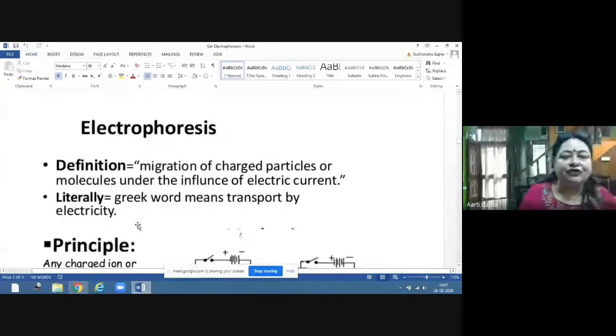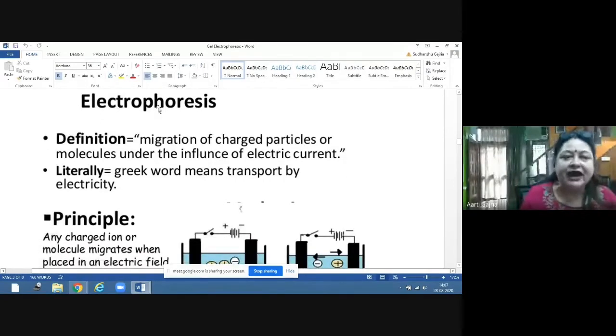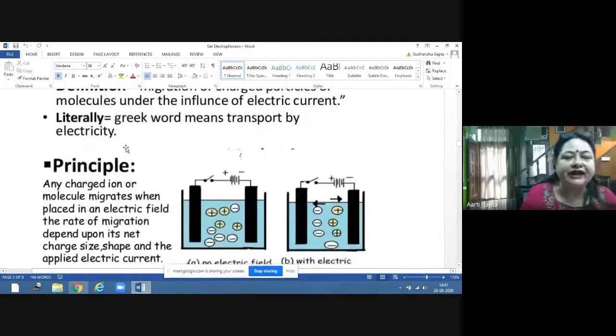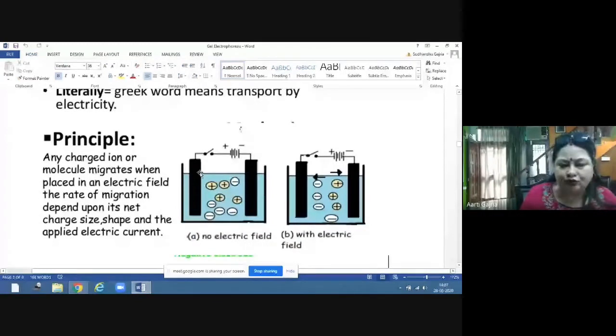Now see this diagram. Electrophoresis is defined as the migration of charged particles or molecules under the influence of an electric current. Literally, electro means electric field and phoresis means transportation. So transportation in the electric field is electrophoresis. Now, what is the principle? There are two electrodes, a cathode and an anode.